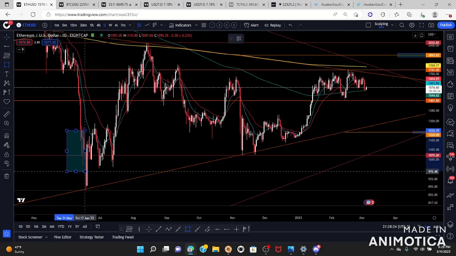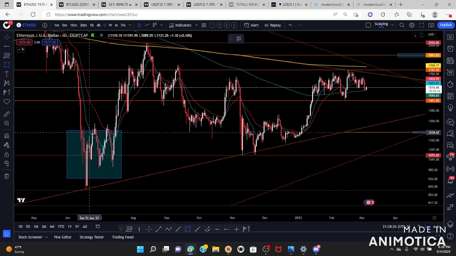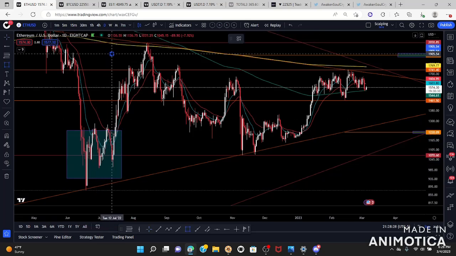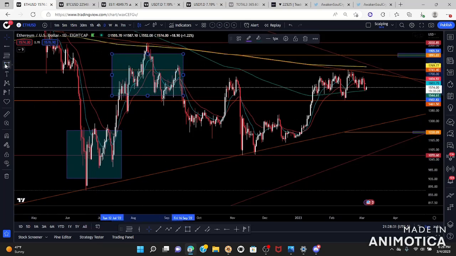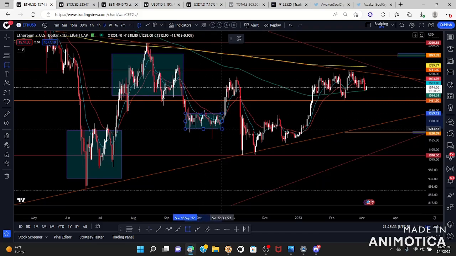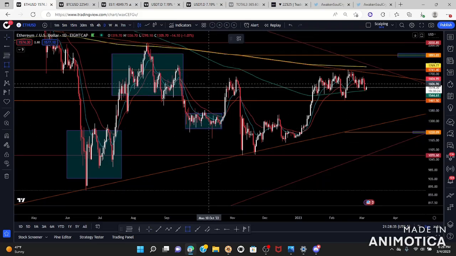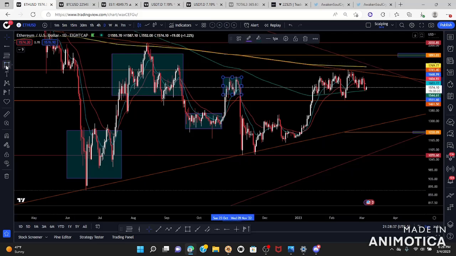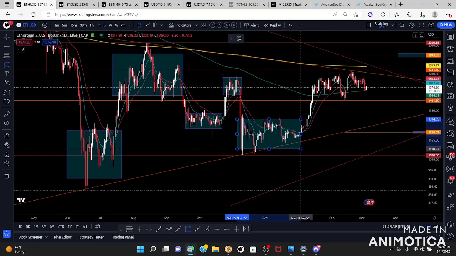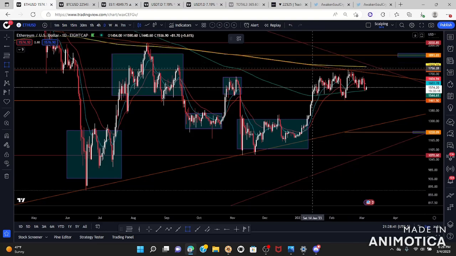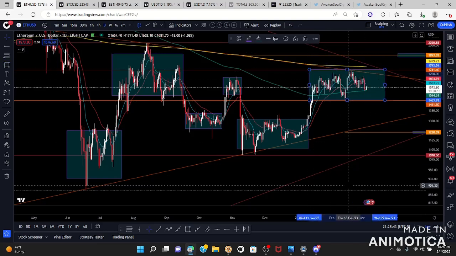So this is a contraction phase, a consolidation. After a contraction phase, you have a trend up, you have a contraction phase, trend down, contraction phase, trend up, contraction phase, trend down, contraction phase, trend up, contraction phase.